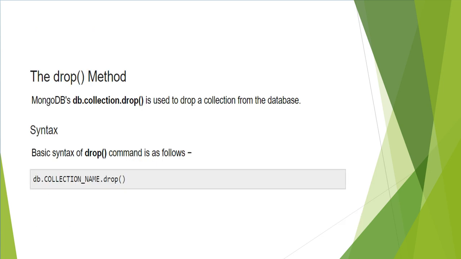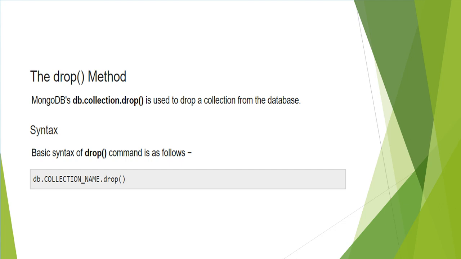Now this is something we learned, that we can drop a database, and in the same manner we can drop a collection. What you can see right now is that the syntax is pretty much similar. There we had dropDatabase, and here it is only the drop method. The db.collection.drop method will drop your collection.